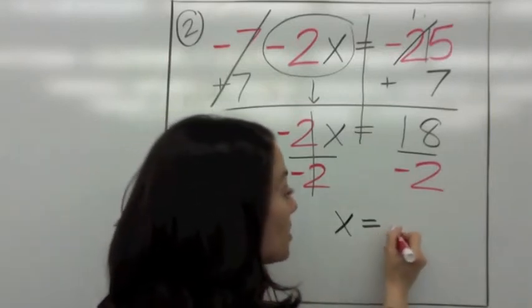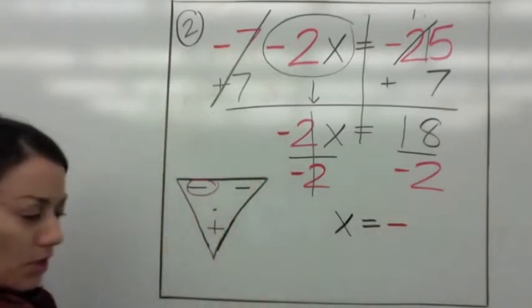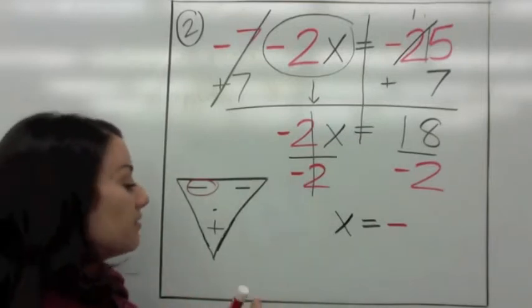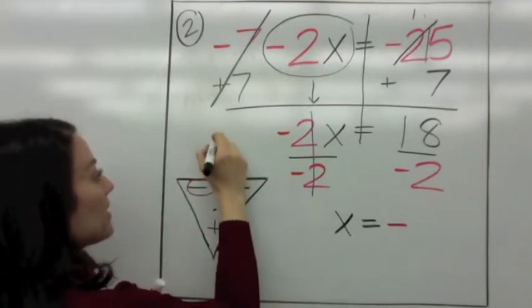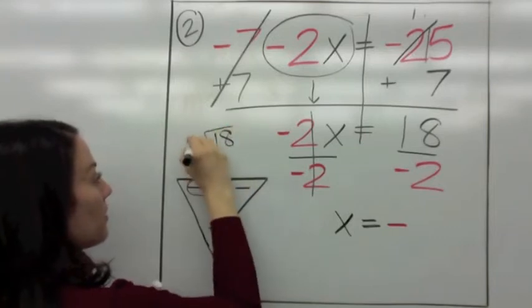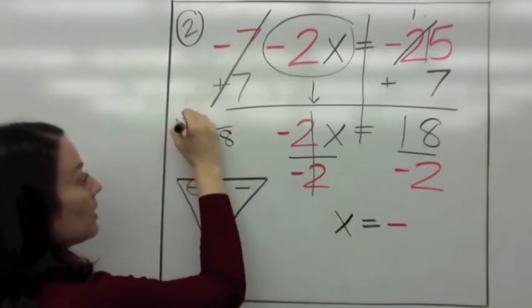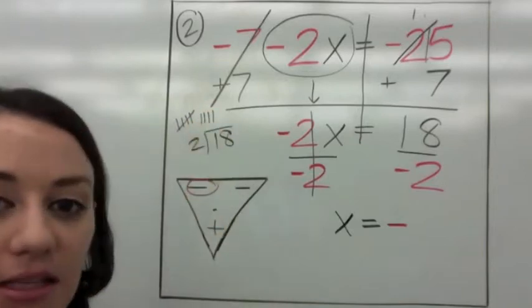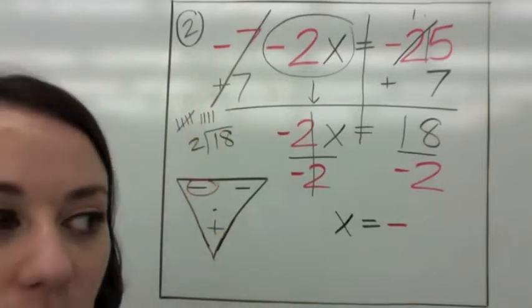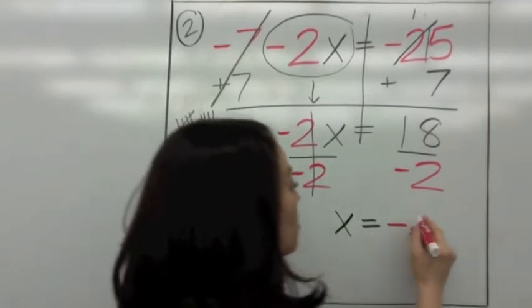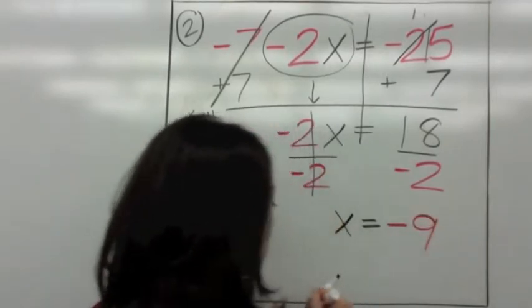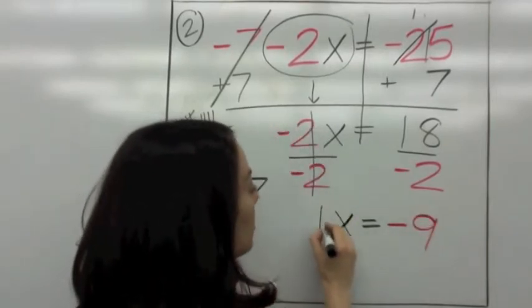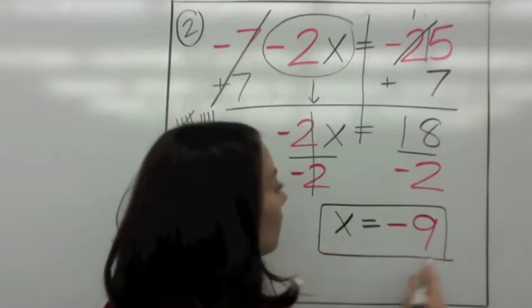You're going to write the answer as negative. Okay, so you have your sign. What is 18 divided by 2? We have 18 divided by 2. We skip count. 2, 4, 6, 8, 10, 12, 14, 16, 18. How many tallies is that? 5 plus 4 is 9. So the answer is x equals negative 9. Go ahead and get that down.